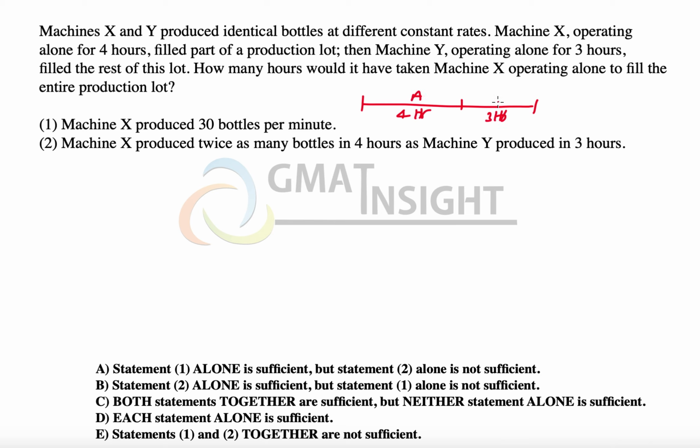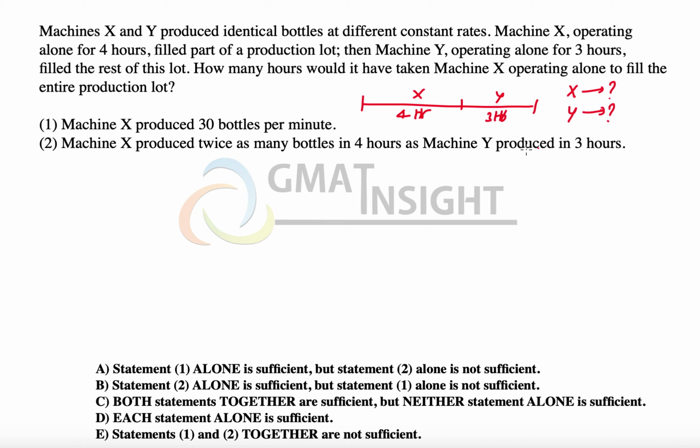Here machine X and Y worked. So this is X, this is Y. Now, how many hours would it have taken Machine X operating alone to fill the entire production lot? To answer this question, if we can find out the rate of X, we will have the answer, because we know how much work X has finished in 4 hours, so we can answer how many hours more X would have taken if X alone had filled the production lot.